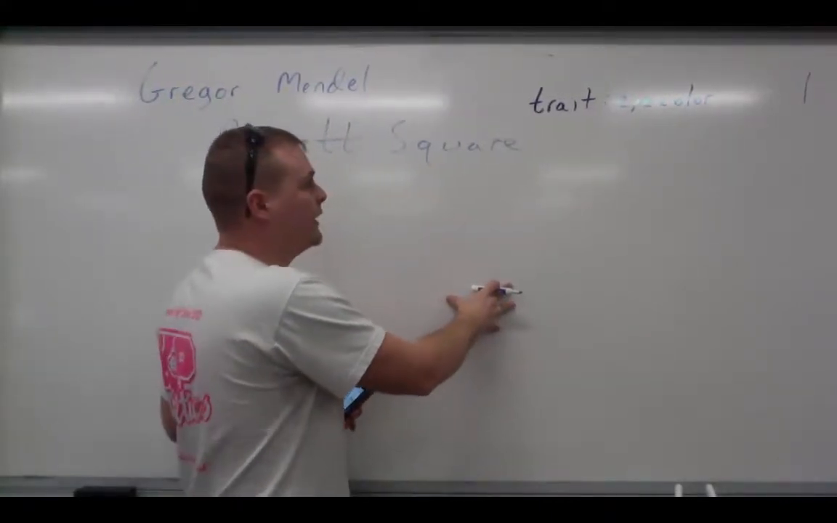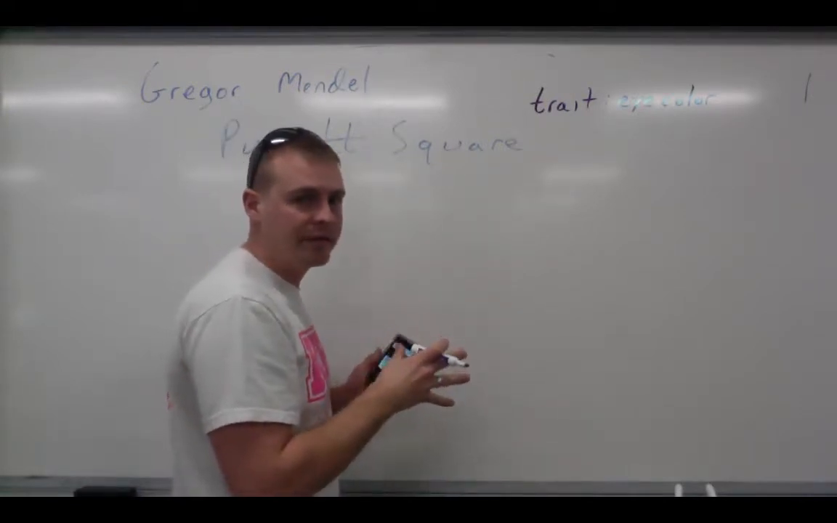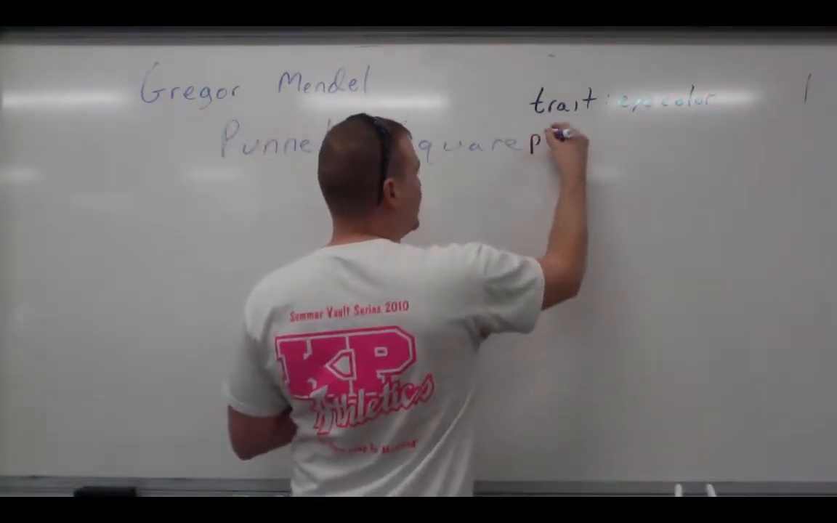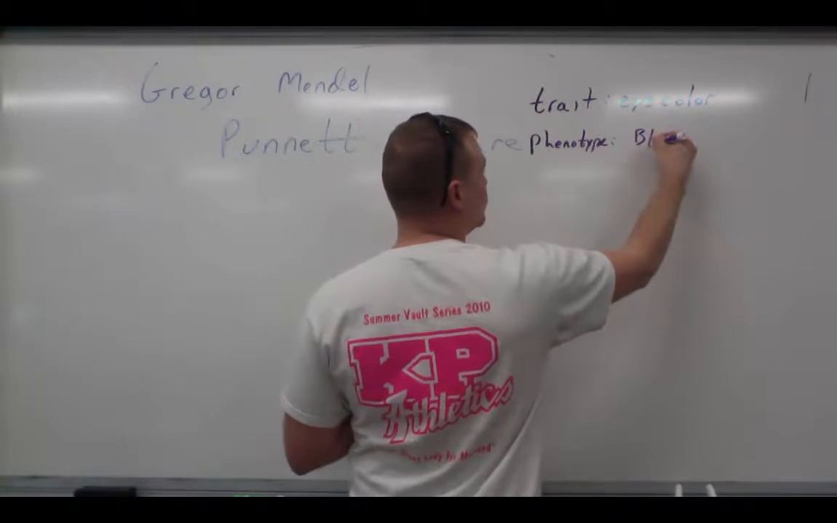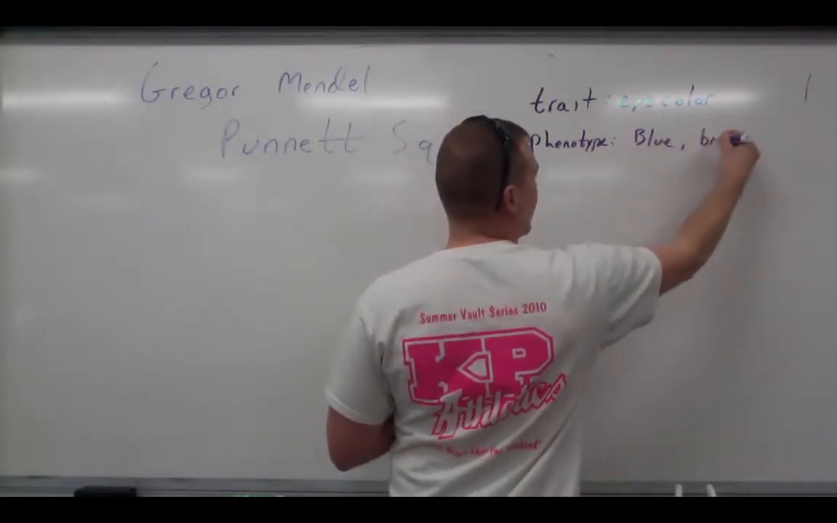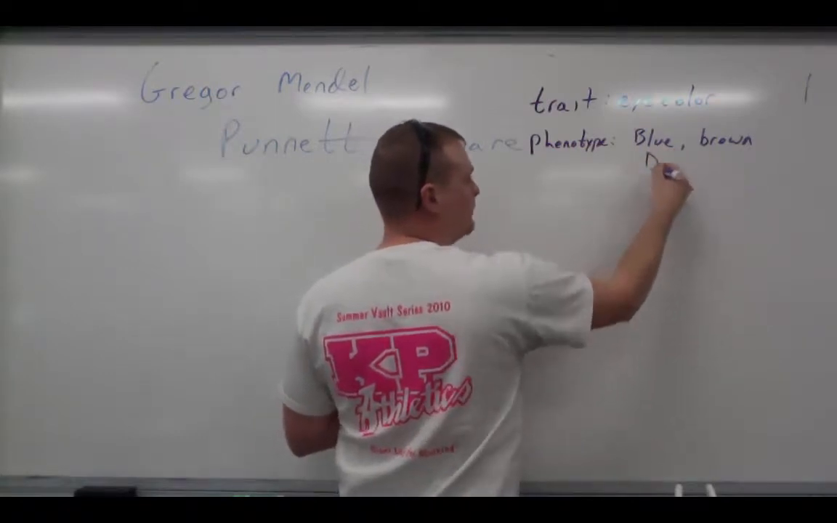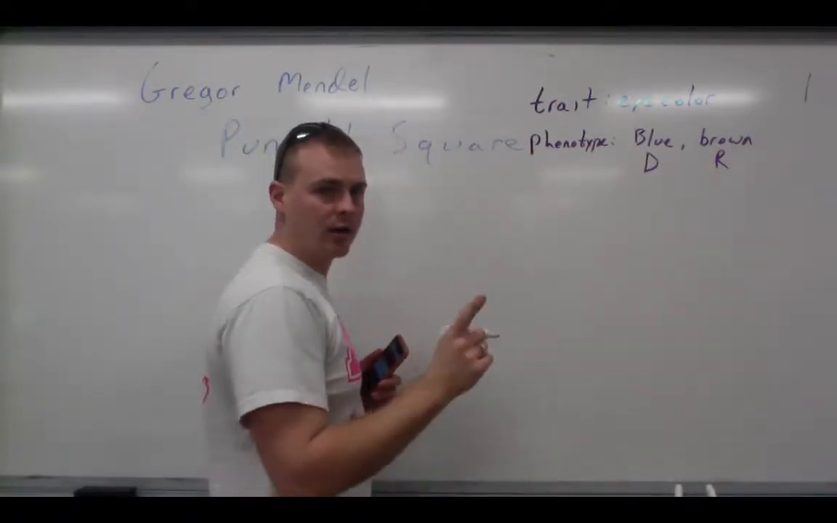What you have here is, we're kind of simplifying this stuff. This isn't real life. It's close to real life, but it's not quite real life. For the phenotypes, we can get blue, and we can get brown eye color. And we're going to say that blue is dominant, and brown is recessive. Okay, so we talked about dominant and recessive.